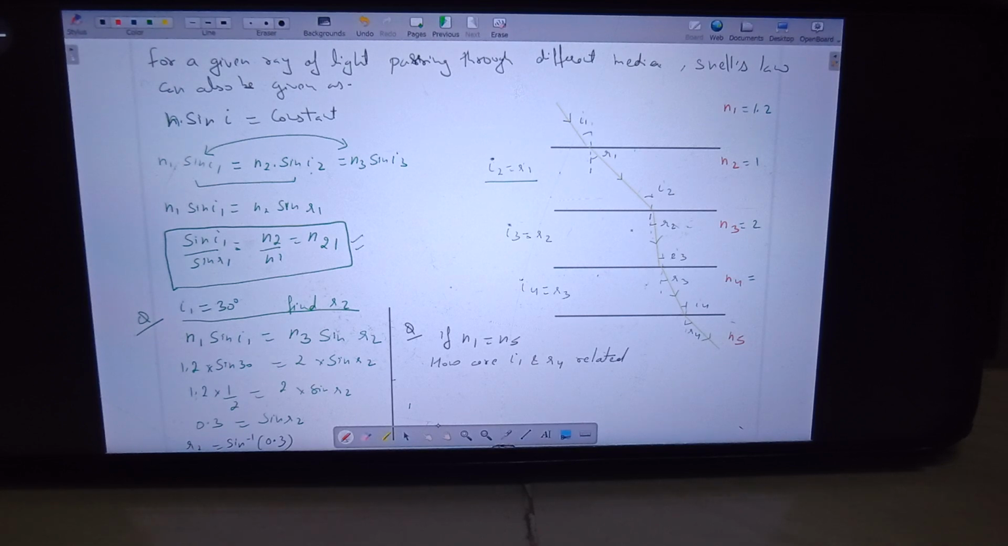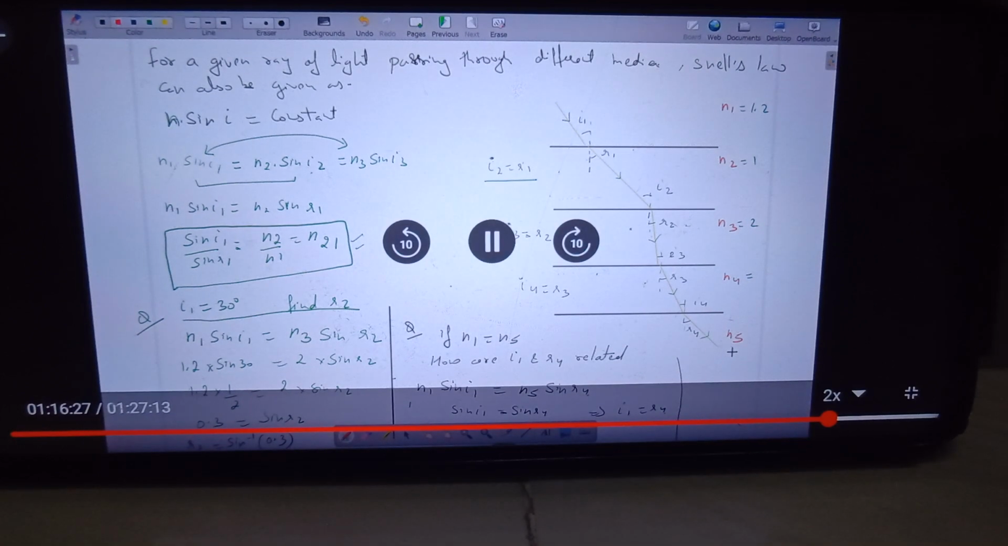Now, when the light comes back to the same medium, we call it the emergent ray. So you will learn this thing that the incident angle will be equal to the emergent angle. Why so? From here only we are getting it. Because if we compare, N1 into sine I1 will be equal to N5 into sine R4. Now since N1 equals N5, sine I1 equals sine R4, implying that I1 will be equal to R4. Now when the light comes back to the same medium, we refer to this light as the emergent ray.